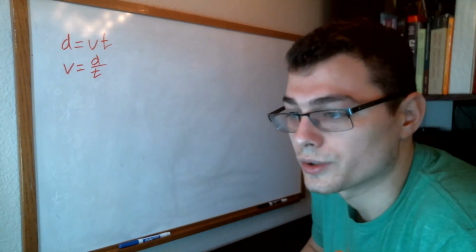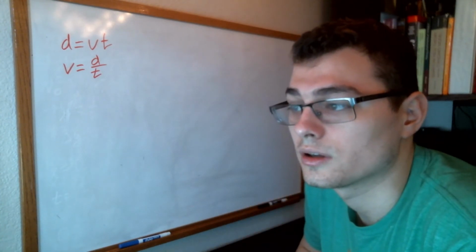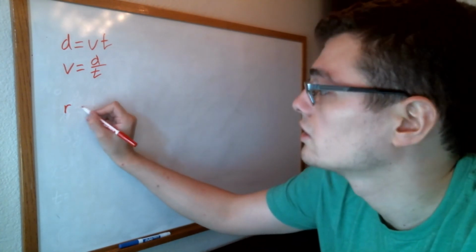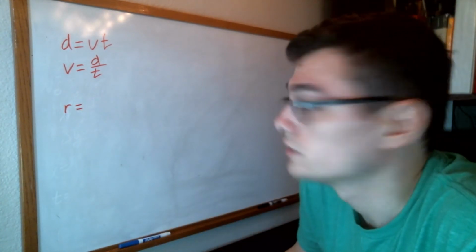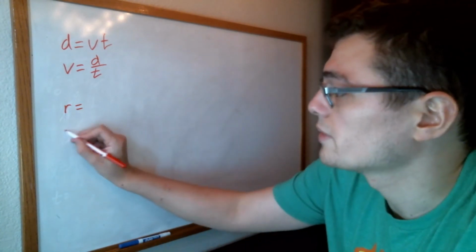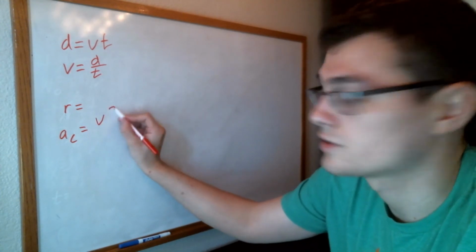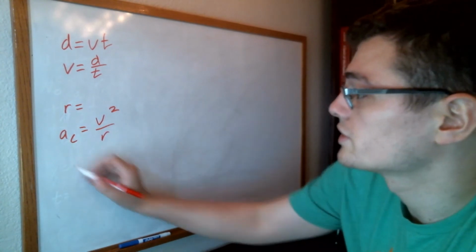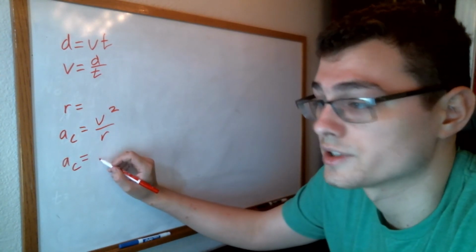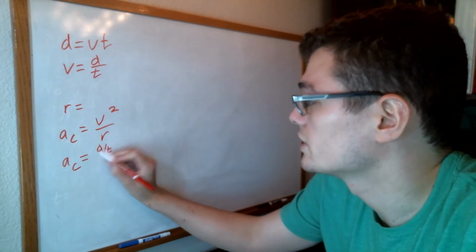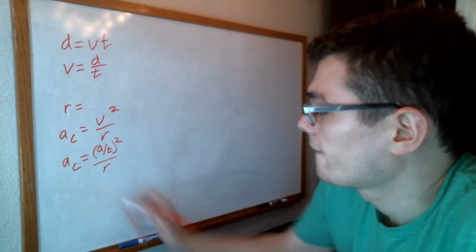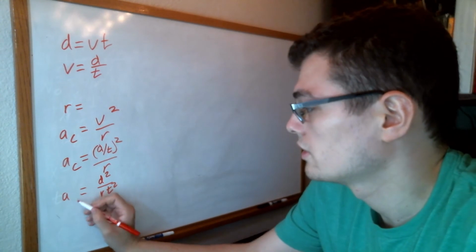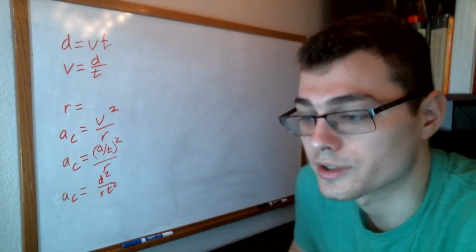Now this curve has an arc with a radius of curvature of 25 meters, so r is equal to 25, but I'm not going to plug in any numbers. I'm just going to show you how to derive the answer. Remember that AC is equal to V squared over R. All we need to do now is plug in what V is, because it's asking for his centripetal acceleration. So AC is going to be d over t, squared, all over R, which gives you d squared over R t squared. And that's all your centripetal acceleration is.